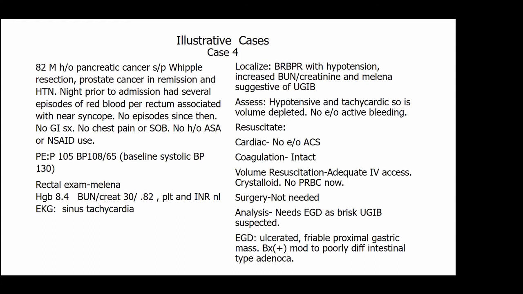As far as volume resuscitation, as always, you need IV access, that's adequate. You can give crystalloid. He does not need blood now, but of course the hemoglobin will have to be carefully followed because he may need it in the future. Surgical consultation is not needed right now. So, what's the analysis? Probable upper GI bleed. He needs an upper endoscopy. And in fact, he had a friable gastric cancer.